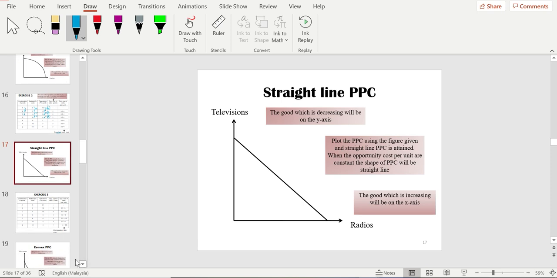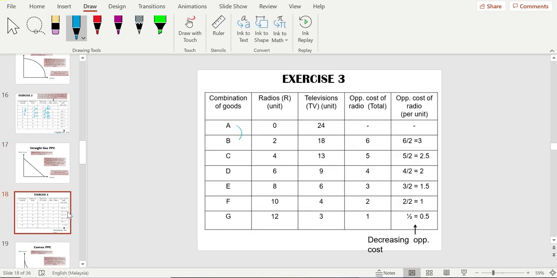Okay. And last kali, here, when we move from A to B, nampak tak? Still radio tambah 2. Tambah 2. We are adding the same amount, right? Tapi in terms of we are foregoing, banyak. Dia berbeza. 24 tolak 18, 6. Lepas tu, 18 tolak 13, 5 pula. 13 tolak 9, 4. So, maksudnya asalnya kita akan forgone banyak. Makin lama makin sikit, makin sikit, makin sikit lah. Ini yang kita letak kat sini. So, ini yang kita panggil sebagai decreasing opportunity cost.